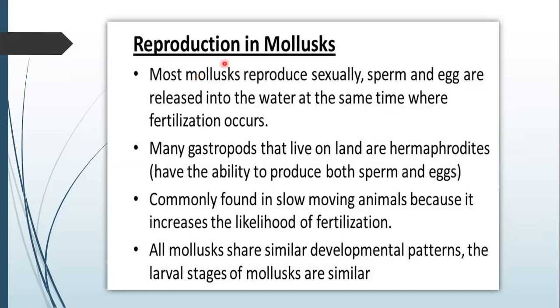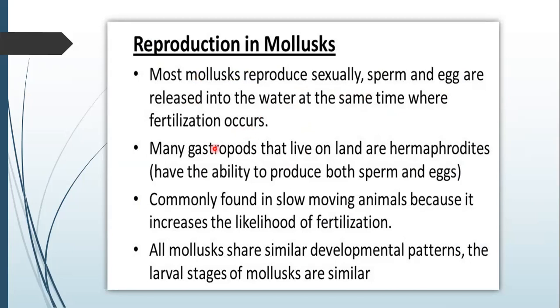Then reproduction in mollusks. Most mollusks reproduce sexually. Sperms and eggs are released into the water at the same time, where fertilization occurs. So this is the group where organisms are monoecious, and they release. It can be dioecious as well, and they release the sperms and eggs at the same time because the fertilization is external in some cases.